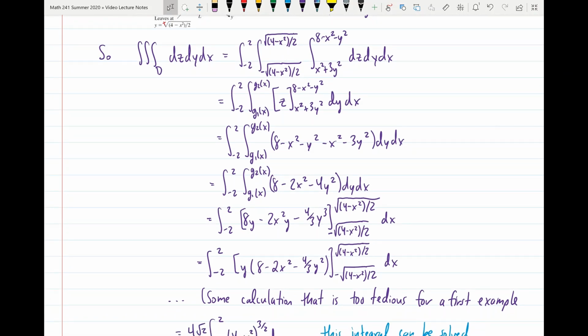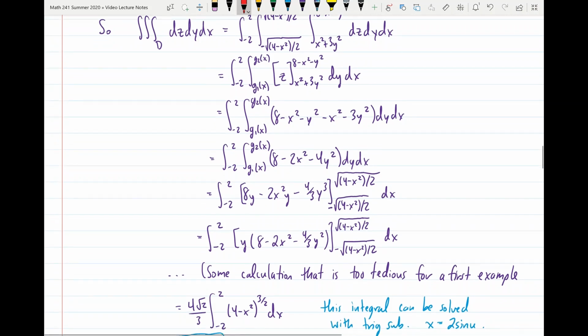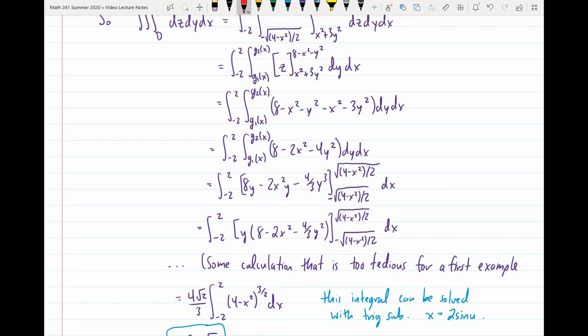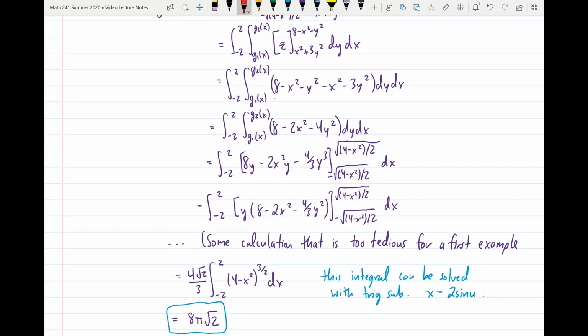Okay, so we take the inner integral here with respect to z. So we're just taking the integral of dz with respect to z, and that'll give us just z. And again, we're evaluating from x squared plus 3y squared to 8 minus x squared minus y squared. So then we can plug in 8 minus x squared minus y squared and subtract x squared plus 3y squared. And we get this 8 minus x squared minus y squared minus x squared minus 3y squared dy dx.